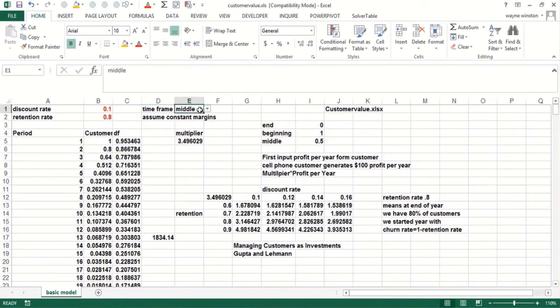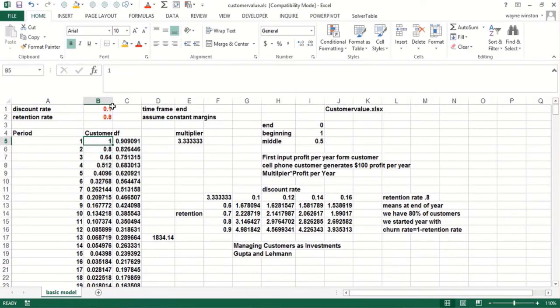So for instance, and I'll show you how I create this drop-down box in a minute, if you say beginning of the year, then basically you have that one customer and you don't discount in the first year. Then the next year you have 1 times 0.8. You have 0.8 customers. You multiply it by 1 divided by 1.1. Now the end of the year, I'm not going to worry too much about the middle of the year. The end of the year would mean that one customer, you're getting the money from him at the end of the period, so you get 1 divided by 1.1 times that customer. Then you get 1 divided by 1.1 squared, and you have 0.8 customers.